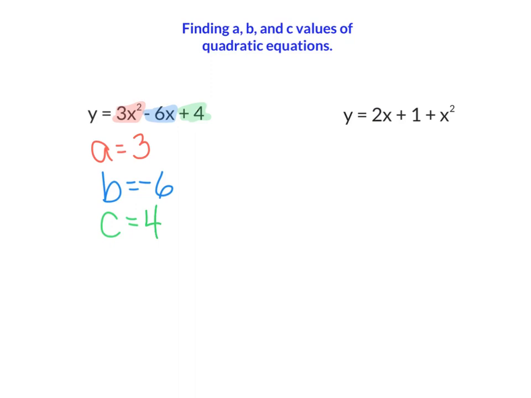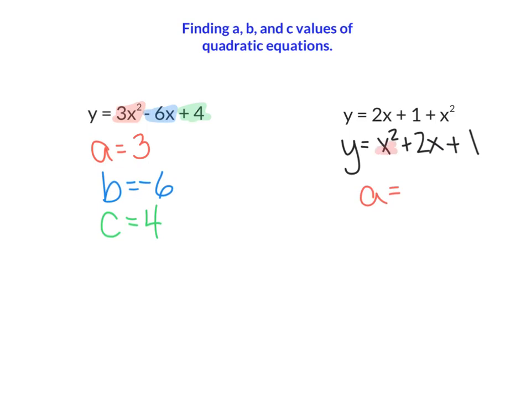Now this one's a little bit tricky because our equation is not written in standard form. It's not got the highest exponent coming first. So I'm going to rewrite this, and I'm going to move that positive x squared to the front. Since my 2x is positive, it's going to be plus 2x and then plus 1. So I simply rewrote that equation to make sure that my x squared came first. So now I can label my parts.